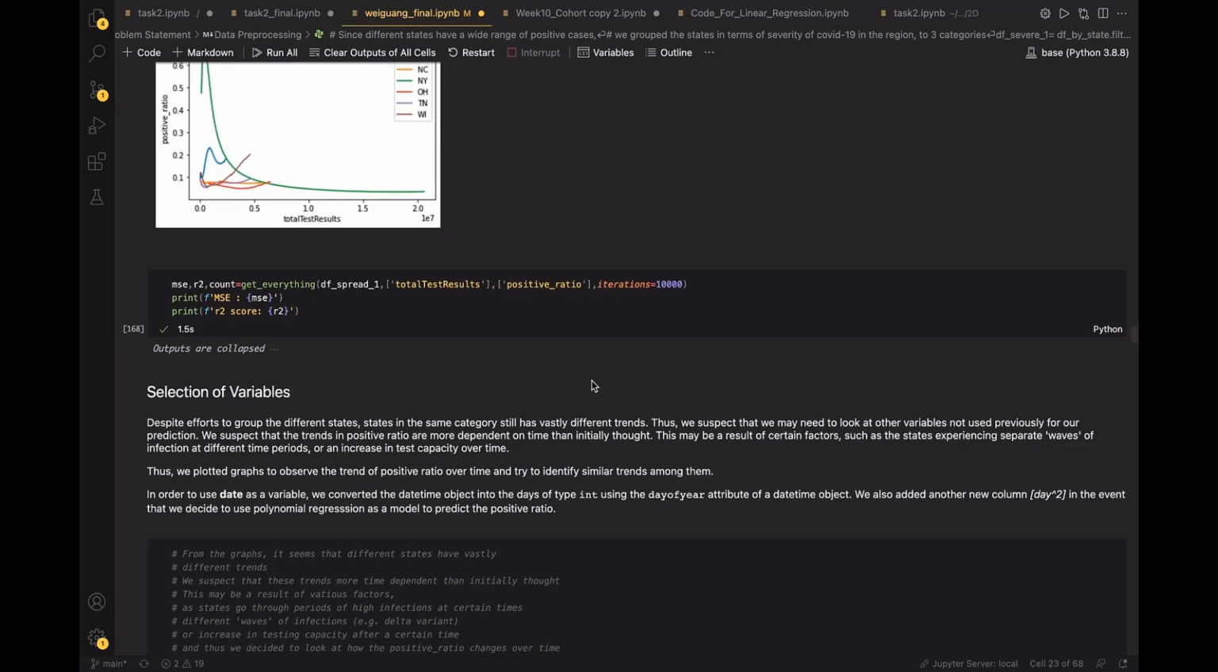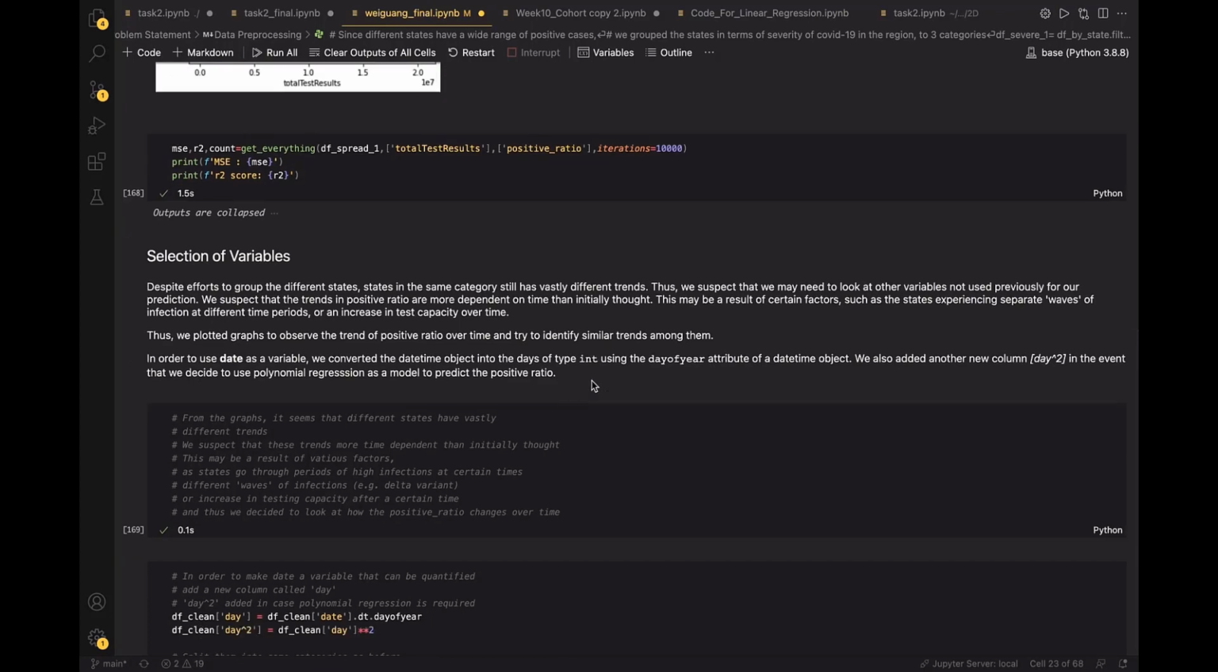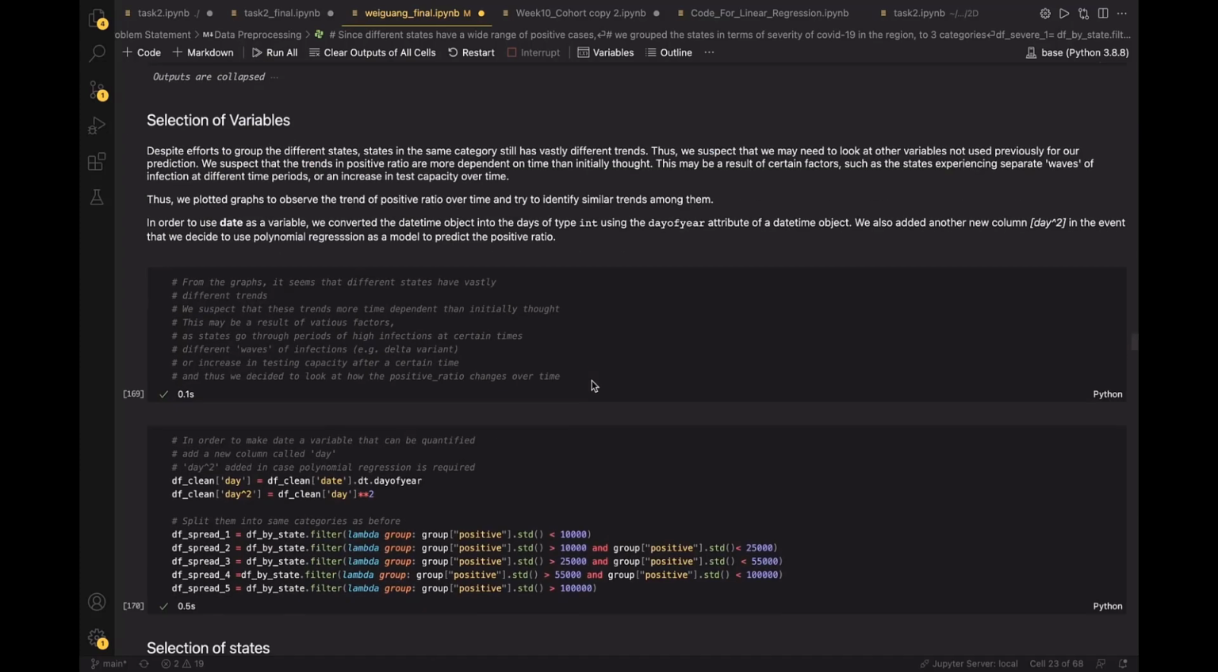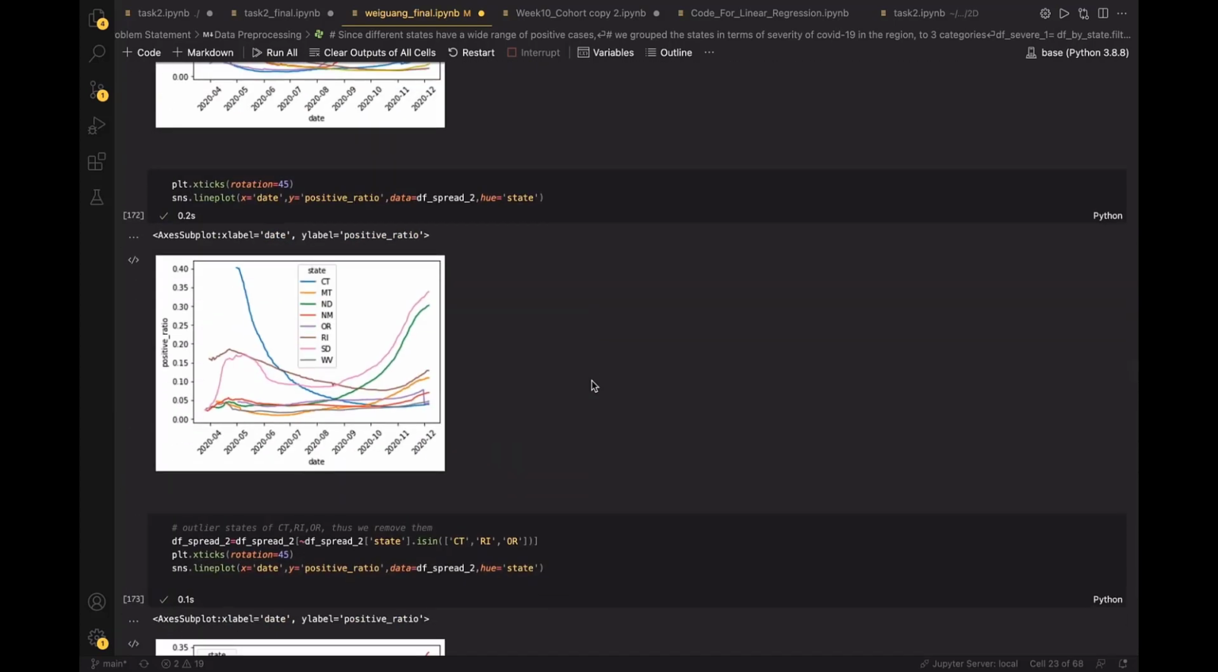Therefore, we decided to look at other variables that we did not use previously in our prediction model. For one, we decided to see whether they are time dependent. Thus, we plotted graphs to observe the trend of positive ratio over time, and we tried to identify similar trends among them. As you can see in our graphs over here, some of the trends in positive ratio do seem to follow a trend according to time, and therefore we decided to proceed and try to categorize some of these states.